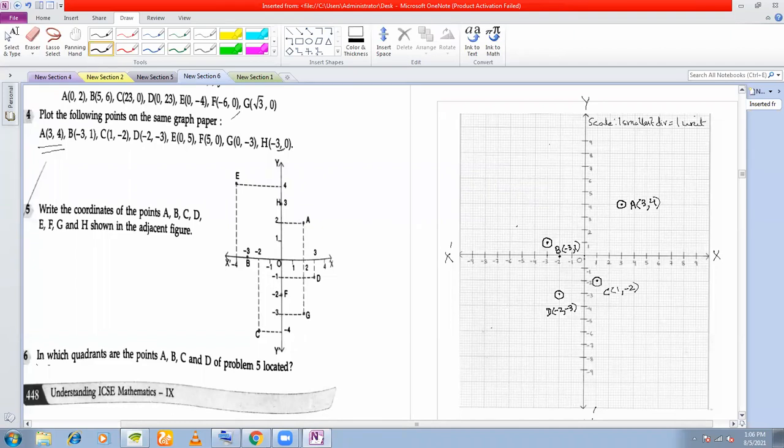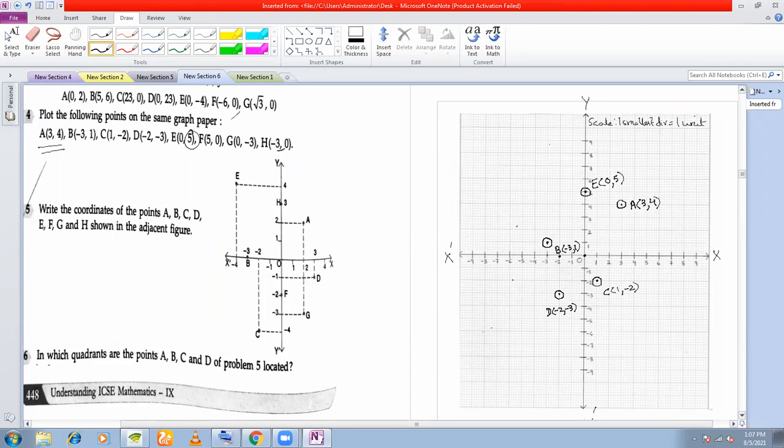Okay. Next point E, (0, 5). (0, 5) means x coordinate 0 must lie on the y-axis, right? And towards which direction of the y-axis? Positive direction, because you see the y coordinate here is +5. So from the origin, you start moving vertically. Here is your E, right? (0, 5). Clear?